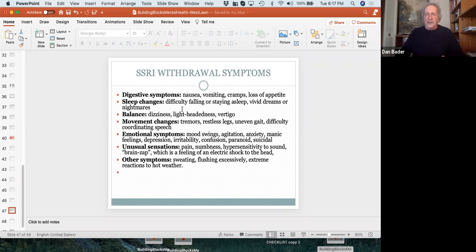Sleep changes, difficulty falling or staying asleep, vivid dreams or nightmares, balance problems, dizziness, lightheadedness, vertigo, movement changes, tremors, restless legs, uneven gait, difficulty coordinating speech, emotional symptoms, mood swings, agitation, anxiety, manic feelings, depression, irritability, confusion, paranoid symptoms, suicidal thoughts, unusual sensations, pain, numbness, hypersensitivity to sound, brain zap, which is a feeling of an electric shock to the head. Other symptoms, sweating, flushing excessively, extreme reactions to hot weather.